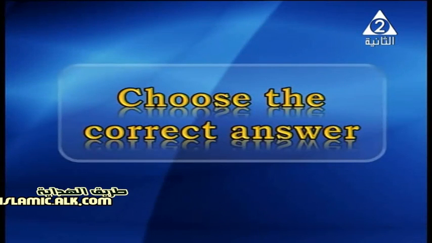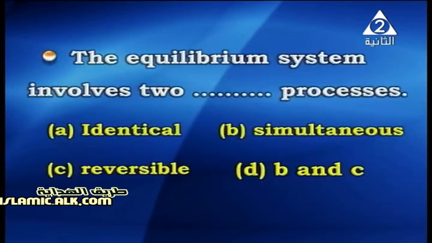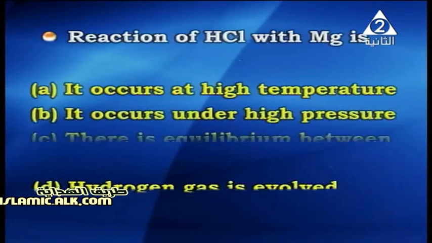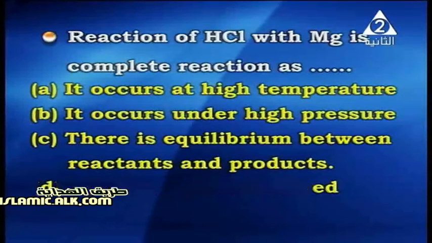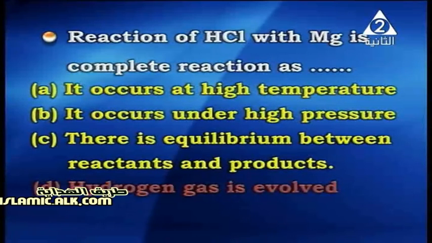Second type of questions: choose the correct answer. The equilibrium system involves what type of process? Identical, simultaneous, reversible, B and C. If you think about it, yes, it will be B and C. Next point: reaction of hydrochloric acid with magnesium is a complete reaction, as what? It occurs at high temperature, it occurs under high pressure, there is an equilibrium between reactants and the products, hydrogen gas is evolved. If you think about it, yes, it will be hydrogen gas is evolved.